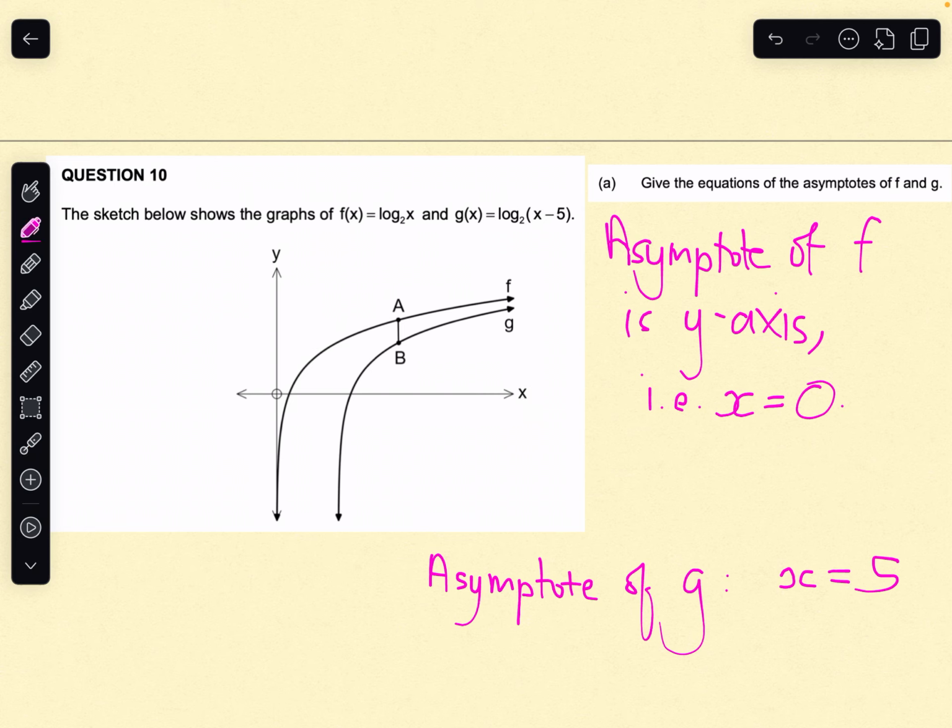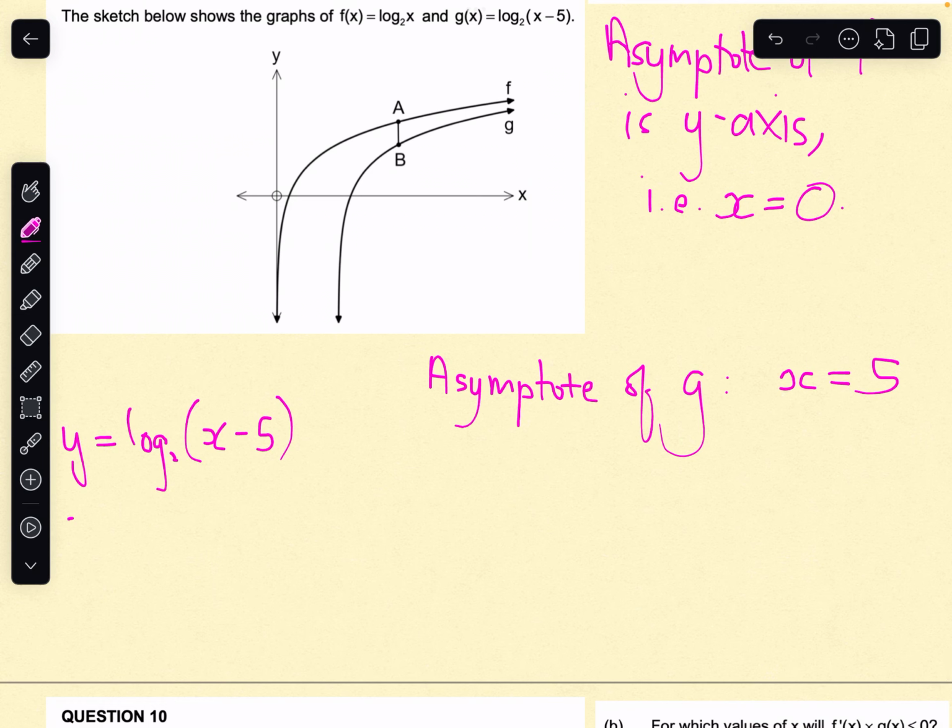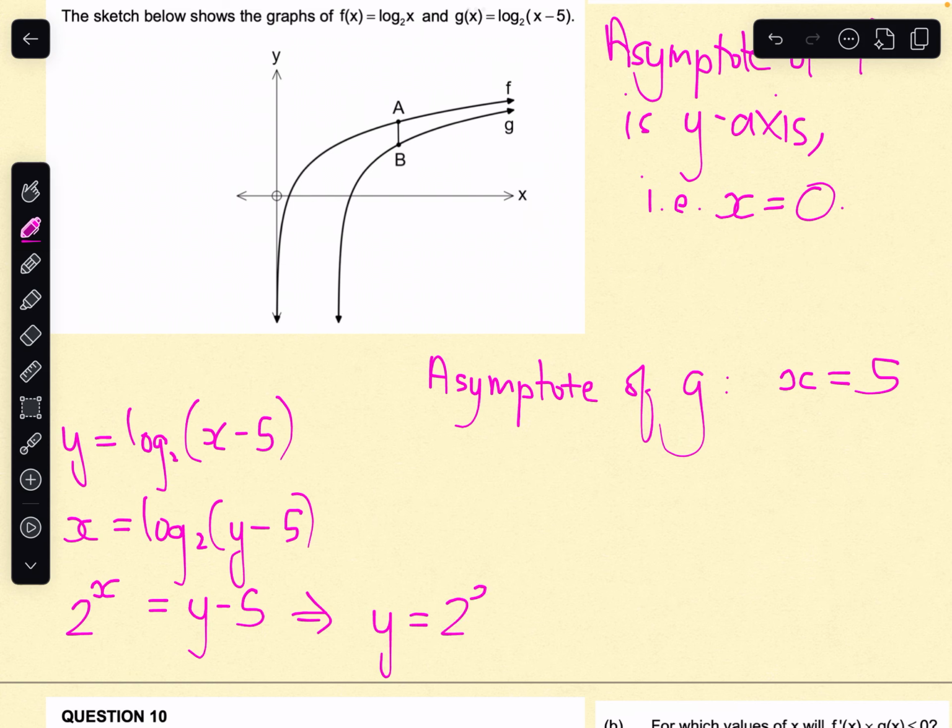So let's just say we have y is equal to log base 2 of x minus 5. To find the inverse, I'll switch these around, and then I need to make y the subject of the formula. So this is the same as 2 to the x is equal to y minus 5, which is the same as y is equal to 2 to the x plus 5. So you see that this would be a y is equal to 2 to the x that has moved up 5 units, and so therefore the asymptote would be y is equal to 5.